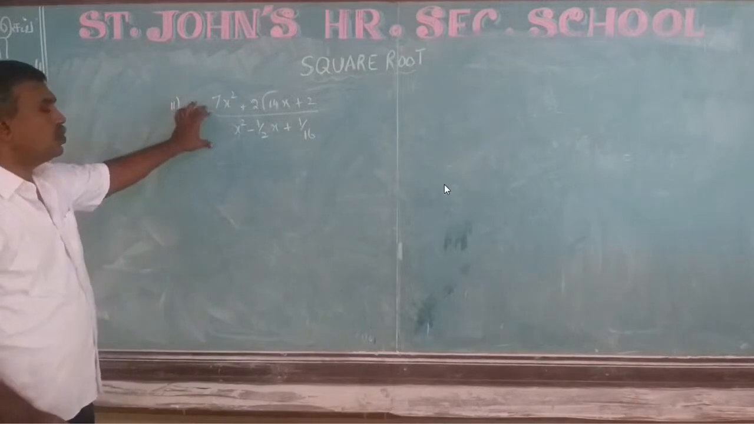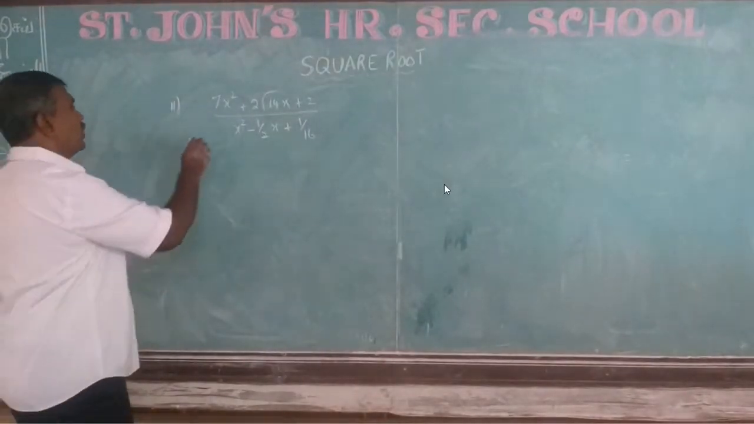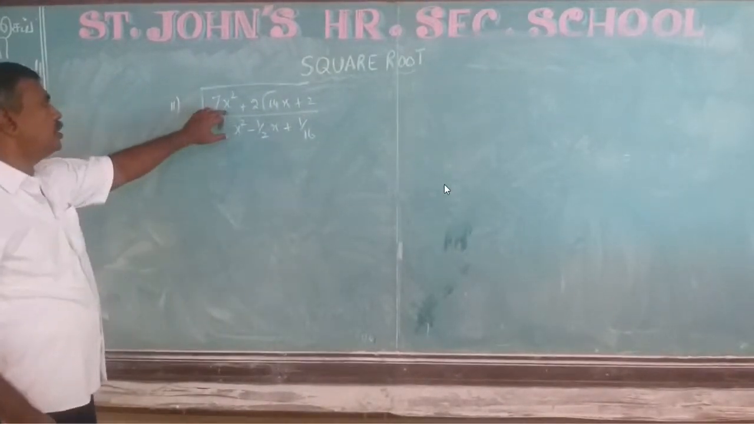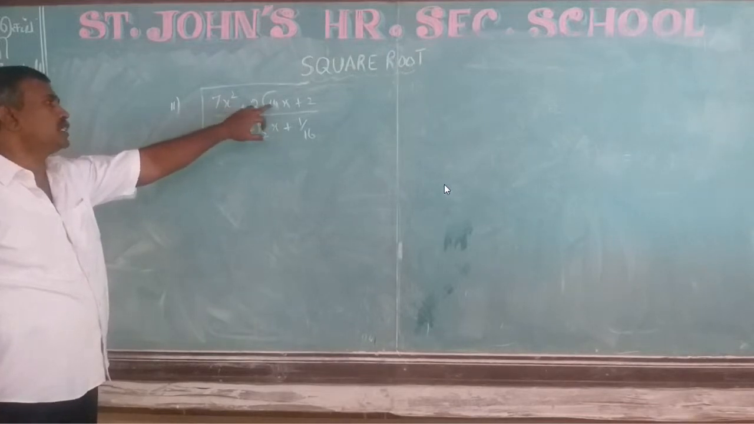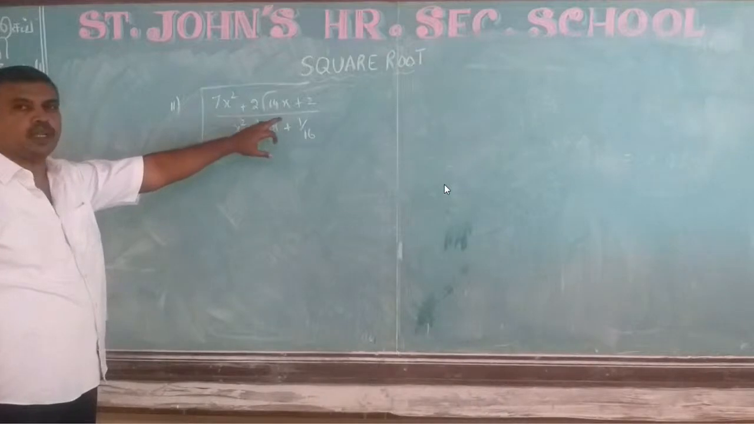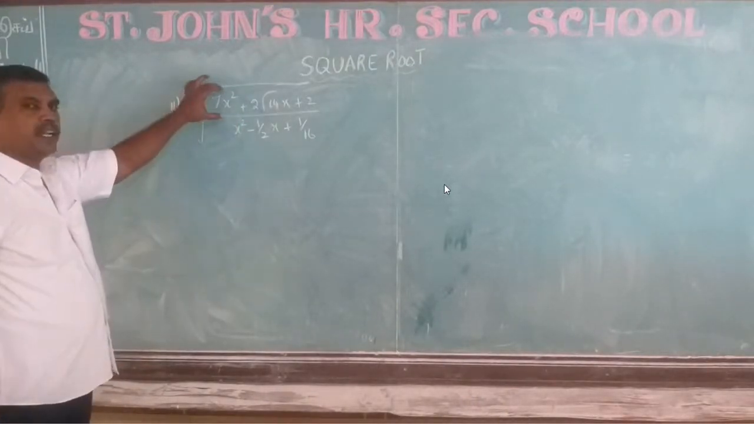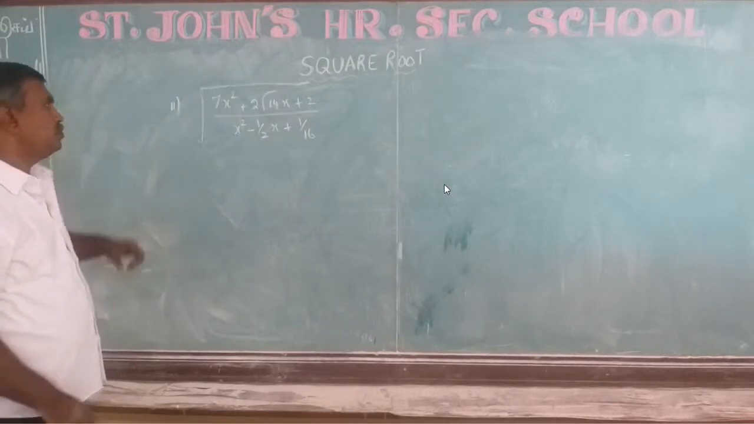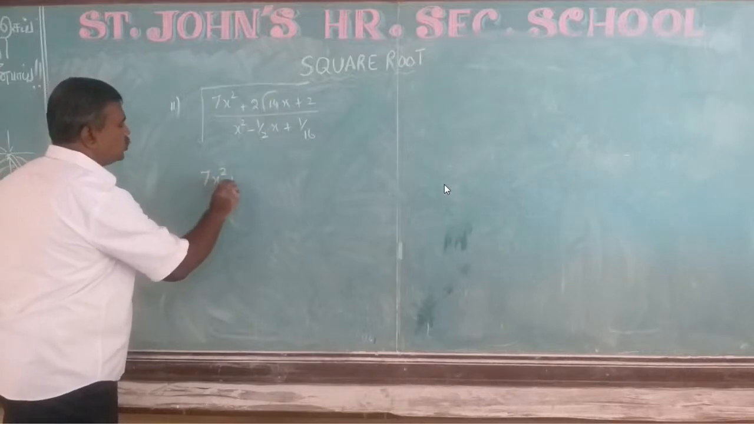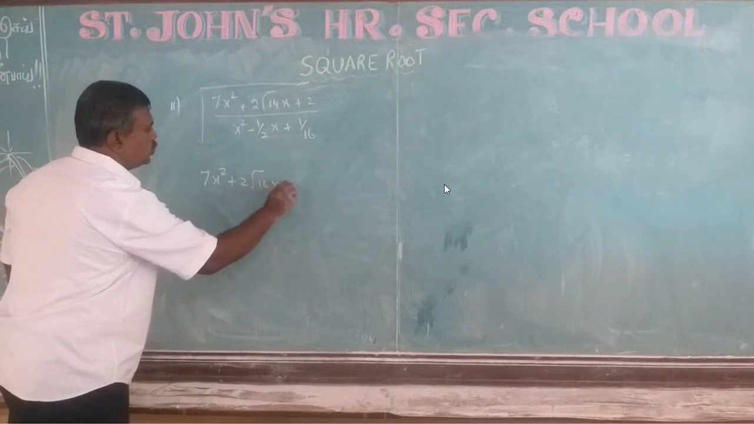Right. Now the second problem. Find the square root of 7x squared plus 2 into root 14x plus 2 by x square minus 1 by 2x plus 1 by 60. First we find the numerator. The numerator is 7x square plus 2 into root 14x plus 2 equal to.